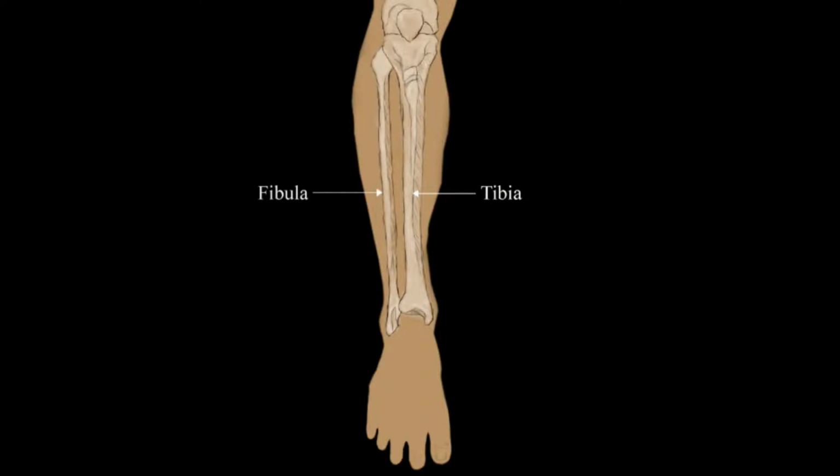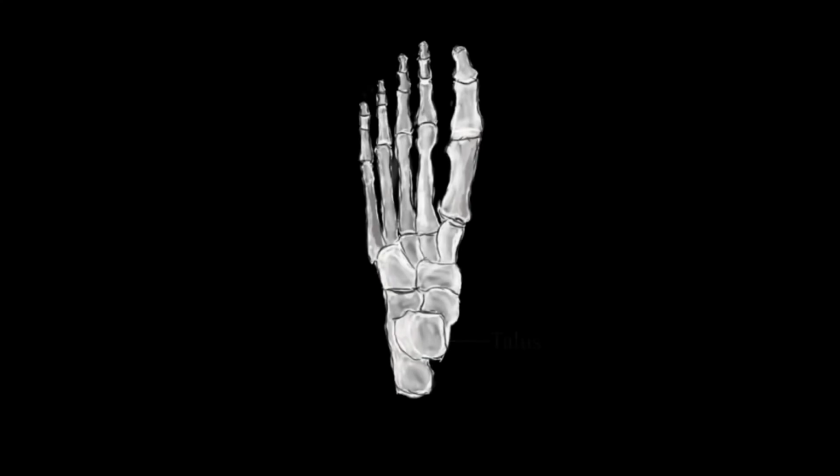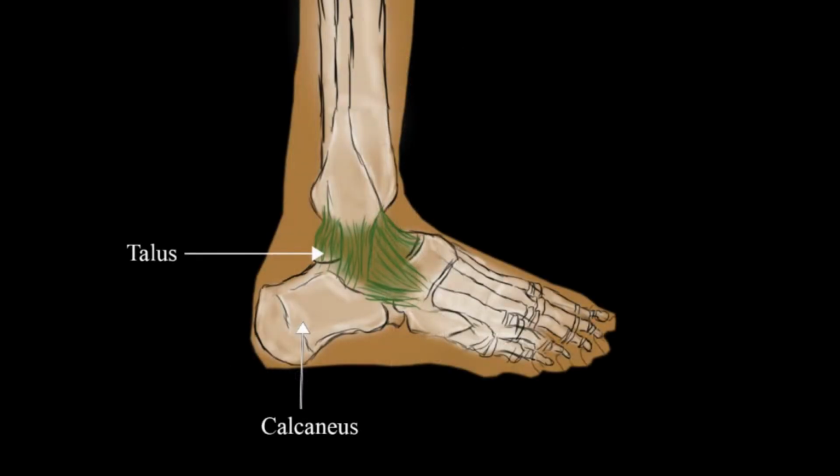Inferior to the leg is the foot, which consists of 26 individual bones. These include the tarsals, metatarsals, and the phalanges. This video will feature two tarsal bones, the talus and the calcaneus, which is also known as the heel bone. The main joint of the leg and foot is the ankle joint.